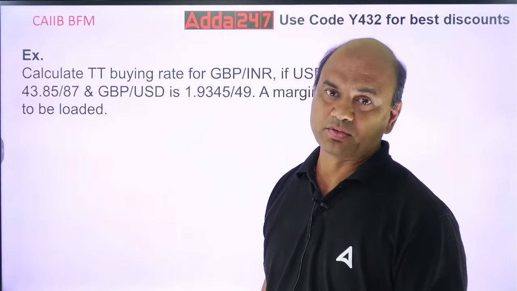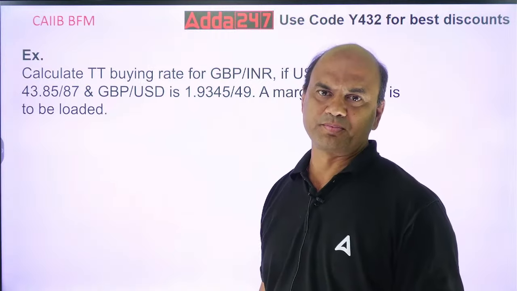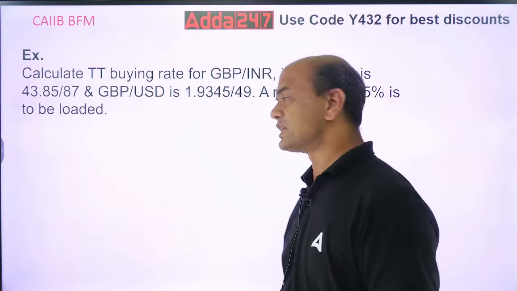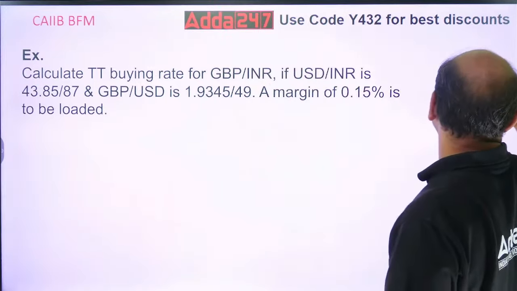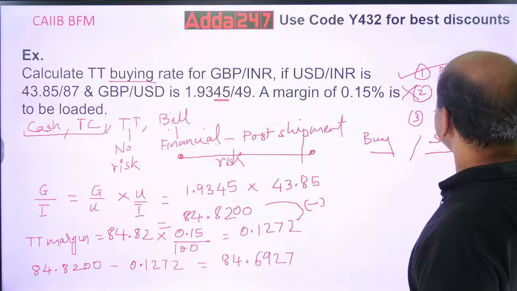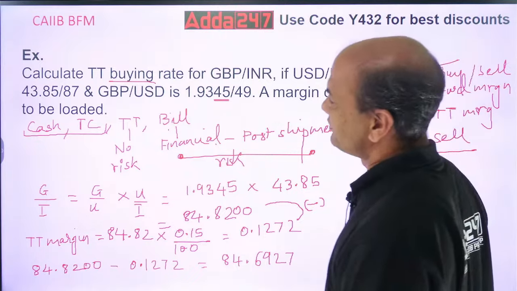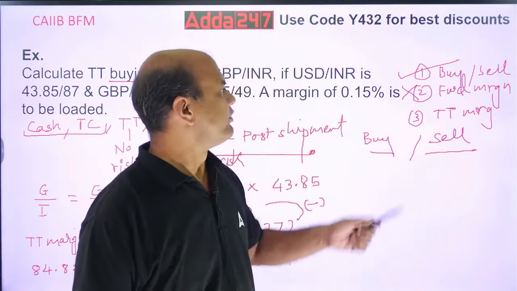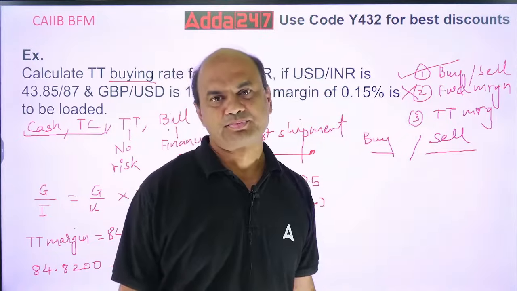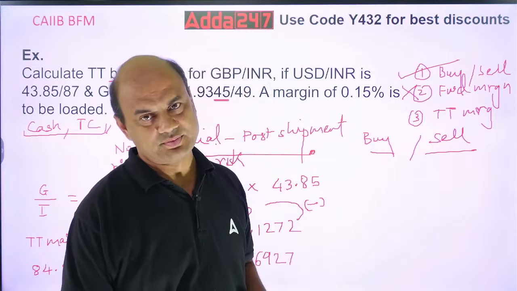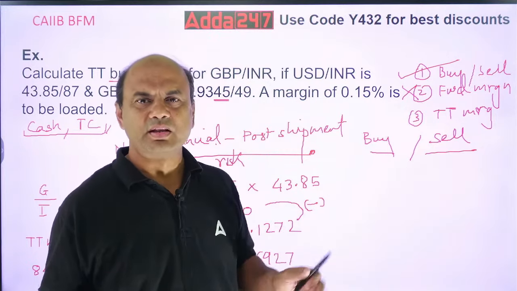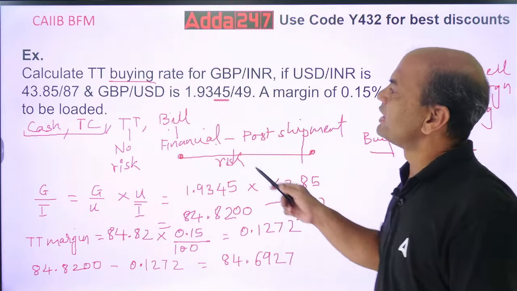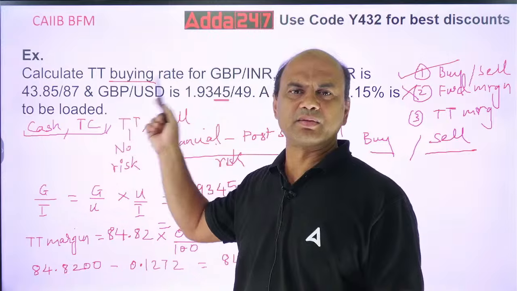As I always tell you, in any Forex problem, you have to focus on 3 points. Which are the 3 points? See, first what you have to look at is whether it is buy or sell. Always. Now here it's easily given, TT buying rate, it's clearly mentioned.